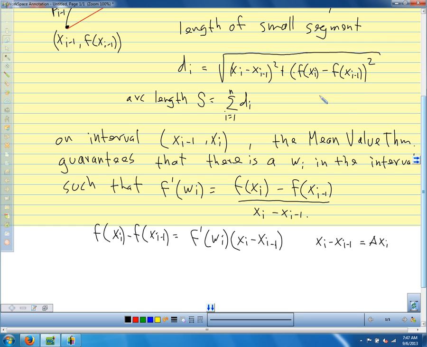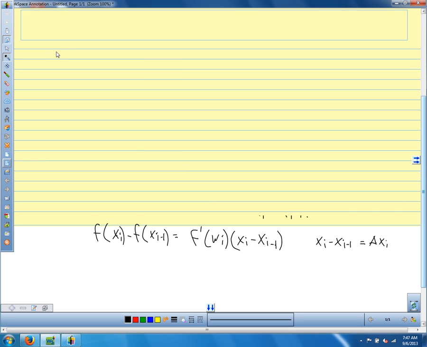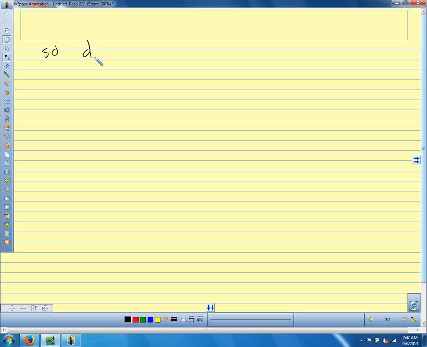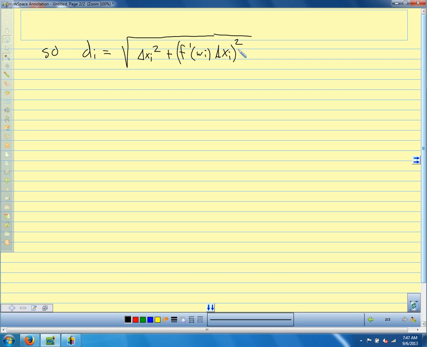So we use the mean value theorem. We're finding an expression for this. We want to turn this into something that we can actually work with. So our little increment of distance, d sub i, equals the square root of delta x sub i squared plus f prime at w sub i times delta x sub i, and that whole quantity is squared.